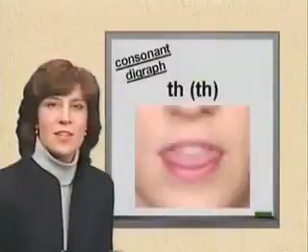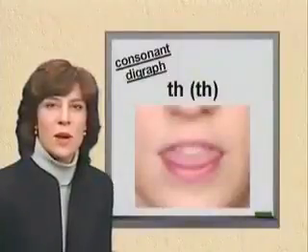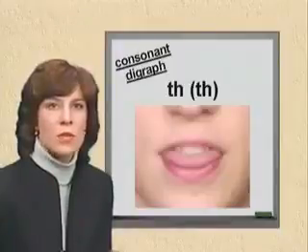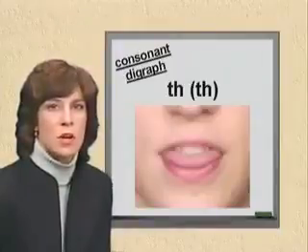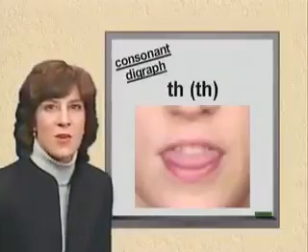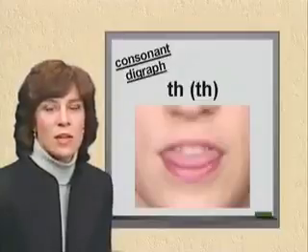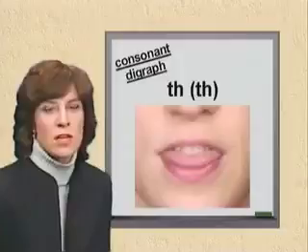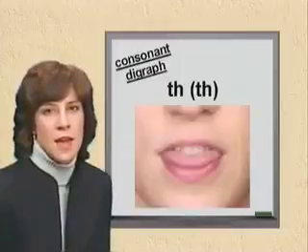TH. The TH sound is made by opening the mouth medium wide. The teeth are apart, with only some of the top front teeth shown. The tongue sticks out of the mouth between the front teeth. Air is blown through slowly, except in some common TH words, such as the, that, and then.